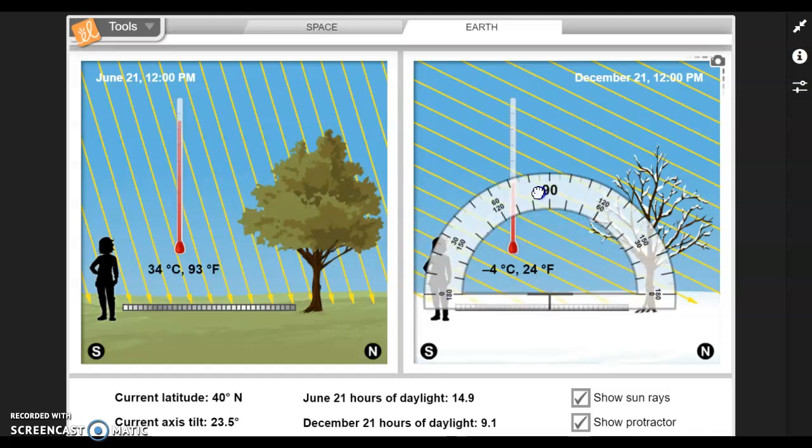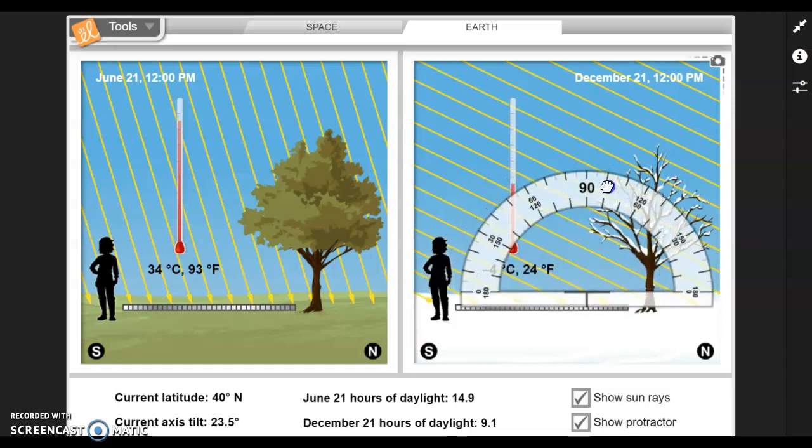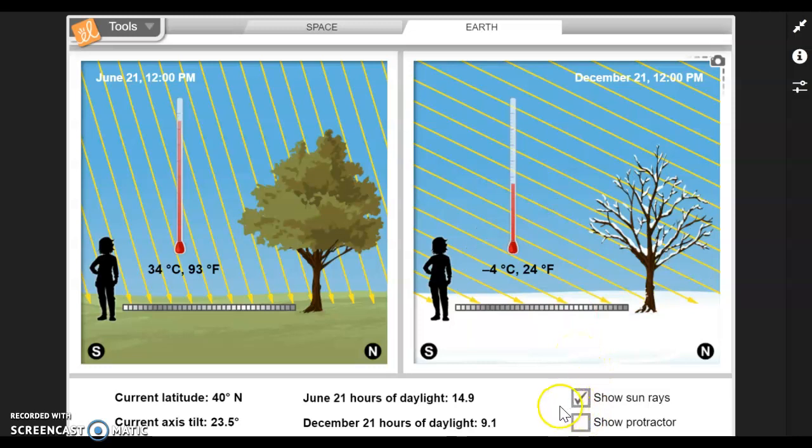And in December, that one's kind of hard to see. In December, it is about 26 degrees, okay? And depending on how you positioned it, it might vary. But you should have got around 75 degrees for June and 25 degrees for December.